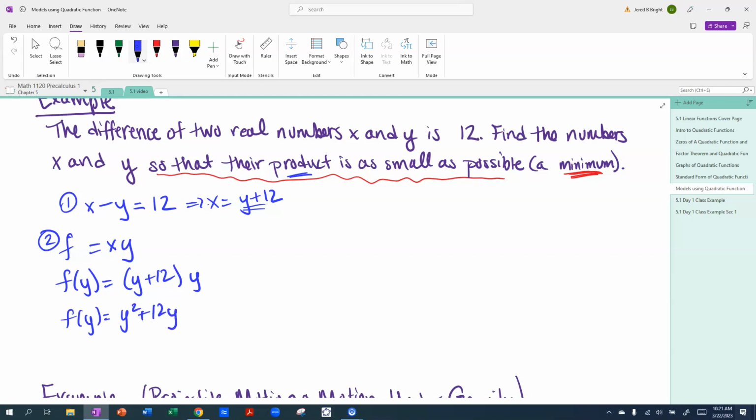Now what do I know about this? In this case, a is equal to 1, which is greater than 0, so it's concave up. This is what I want. I want to make sure that this thing is concave up so that when I find the vertex, it gives me a minimum. So now, to find the min, find the vertex.